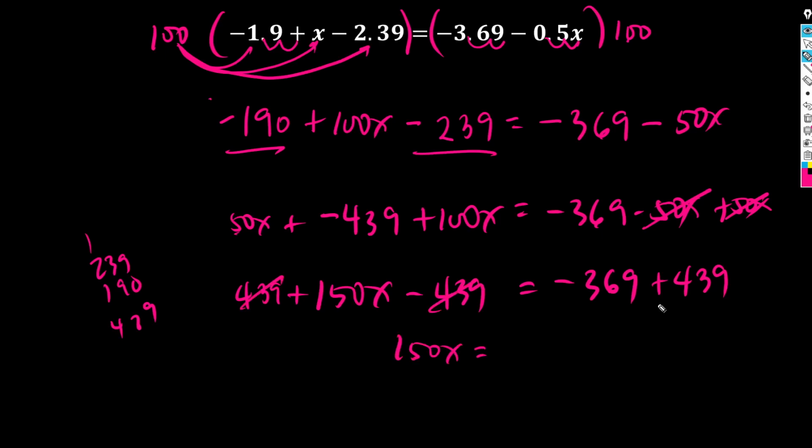And then, what will this be? 439 minus 369. Again, manu-manuhin natin kung gusto niyo. 439, 369. Okay? Subtraction yan. 70. Diba? 70. Nice. Finally, we divide both sides by 150.